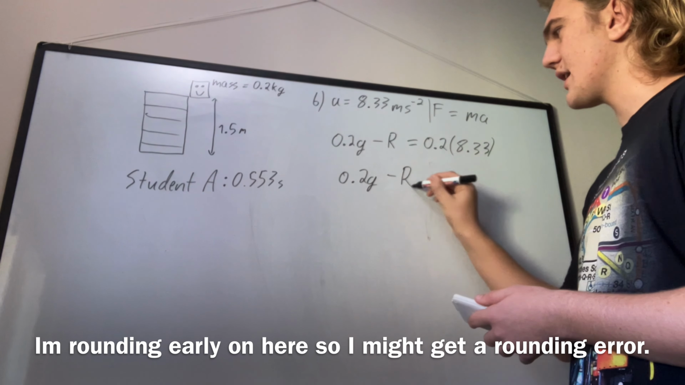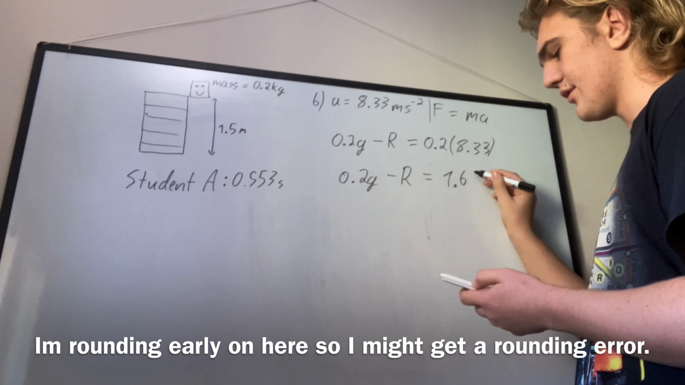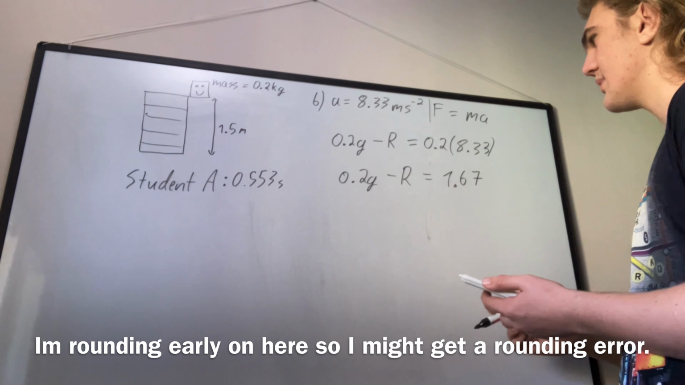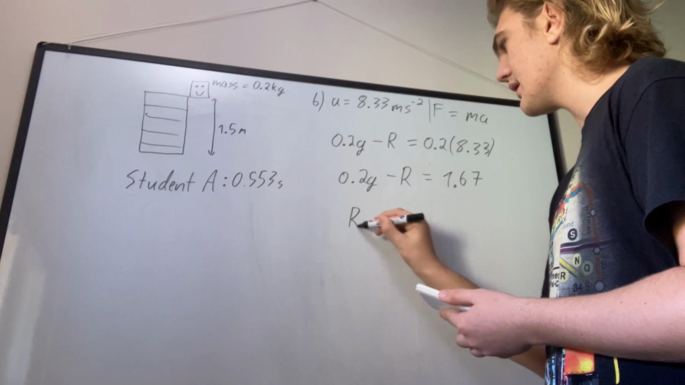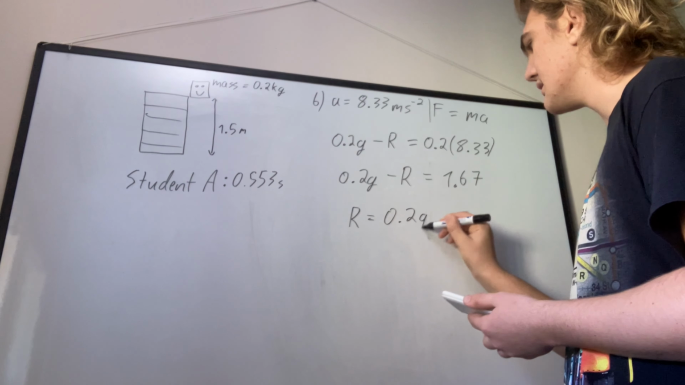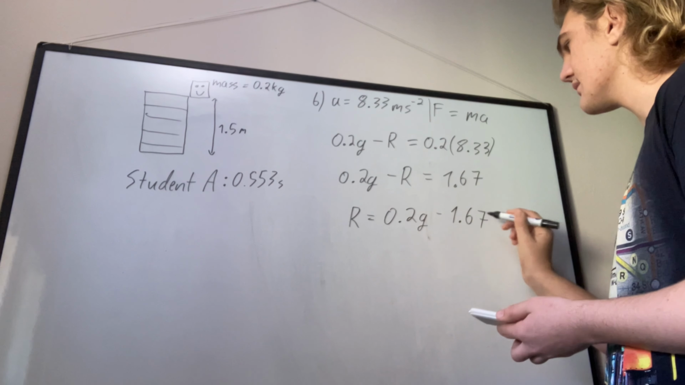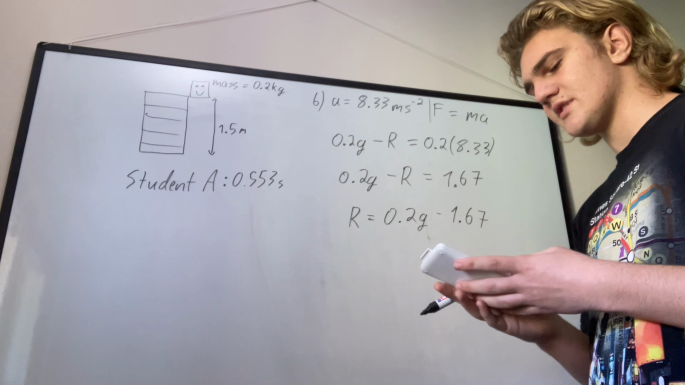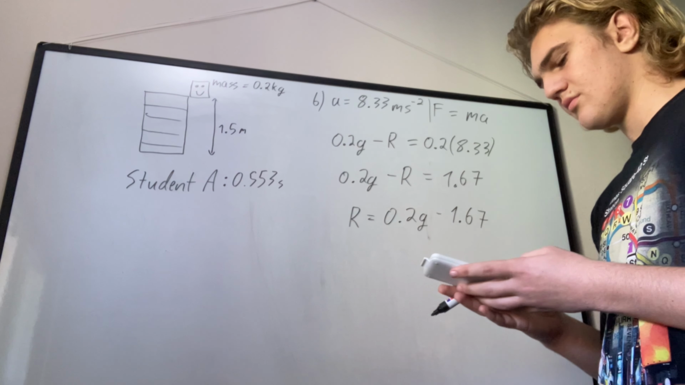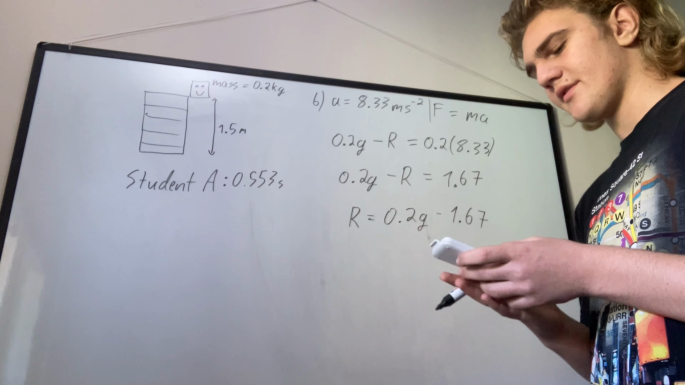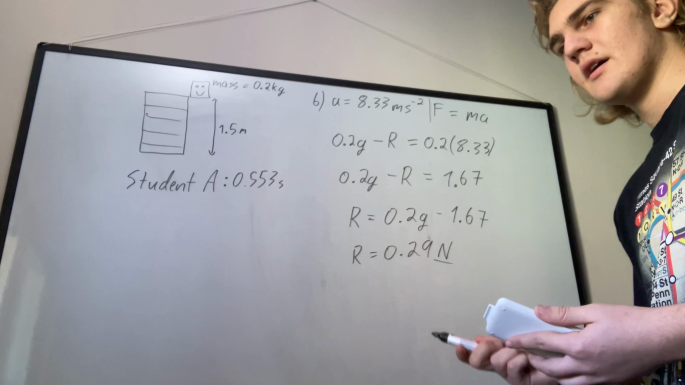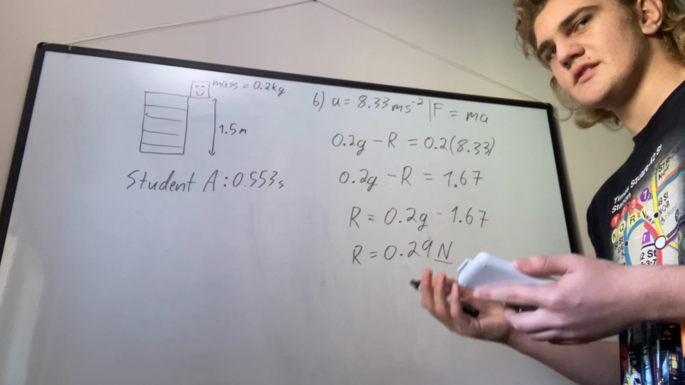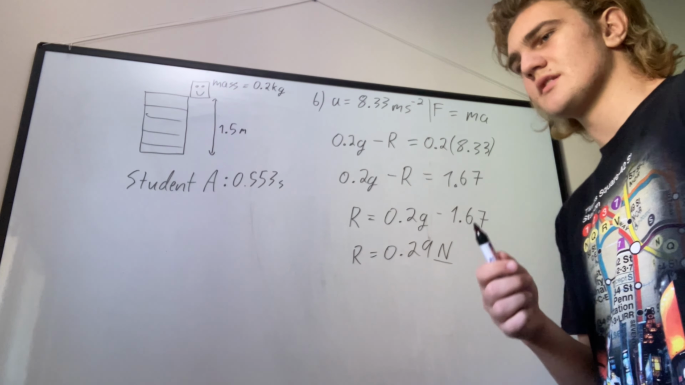Use more accurate results from your calculator during your working. Only round at the very end. That's a better idea. So you rearrange and you will get r equals 0.2 g minus 1.67. And then g is 9.8, so 0.2 times 9.8 minus 1.67, or whatever your calculator tells you. And you should get an answer of about 0.29 newtons. Don't forget your units. So that is how we would find Student B's resistive force that makes the model more accurate.